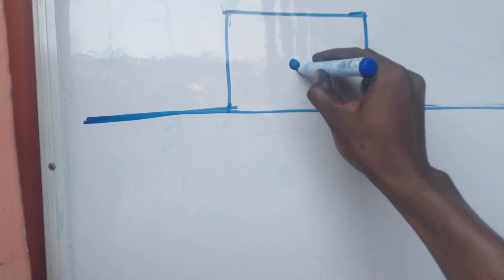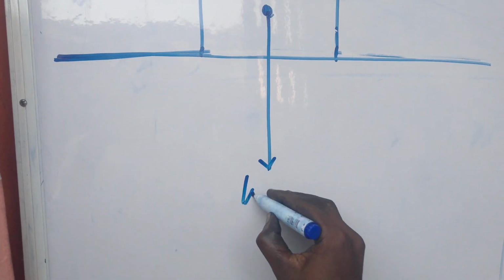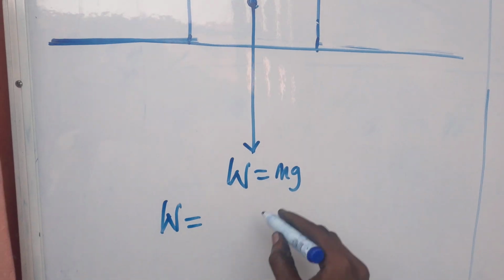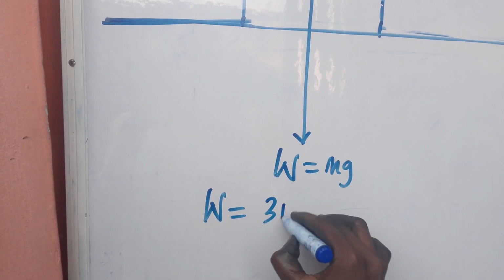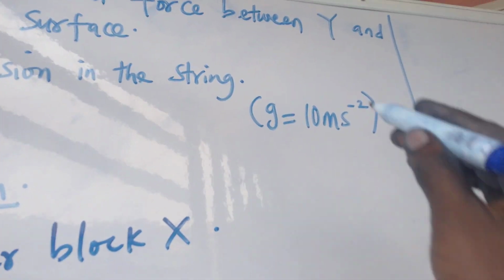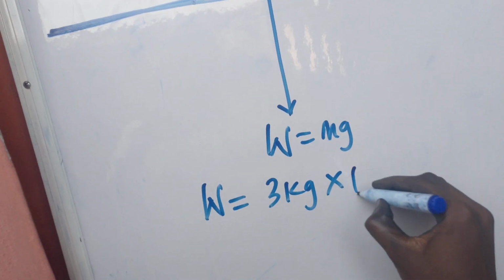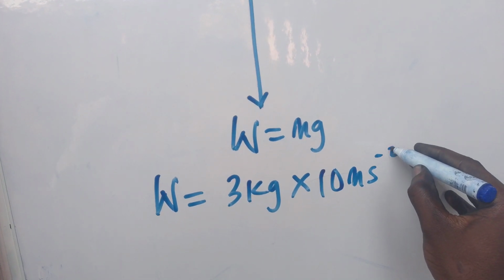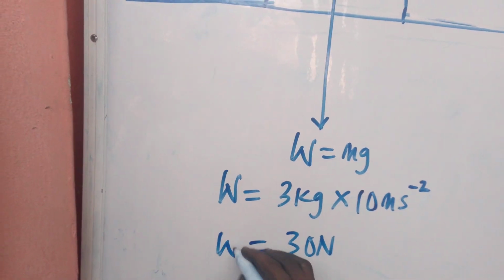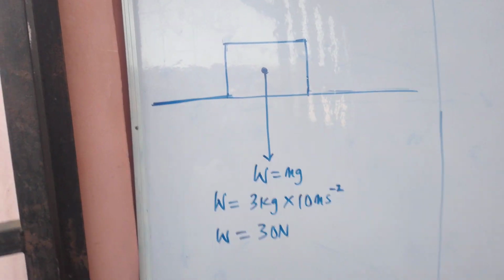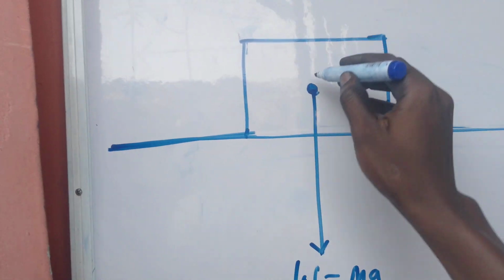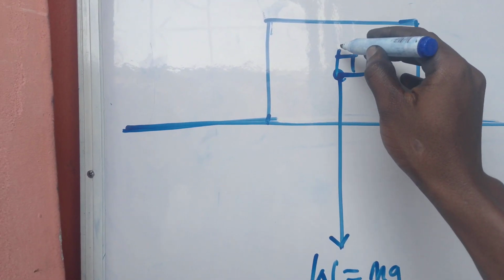Now look for the weight of the block, which is acting downwards. The weight W is equal to mg. The mass of the block is 3 kilograms multiplied by acceleration due to gravity, which was given to us as 10 meters per second squared. That will be 30 Newton. The weight of that block is 30 Newton. Now the next thing I'll look for is the normal reaction that acts at 90 degrees to this plane.